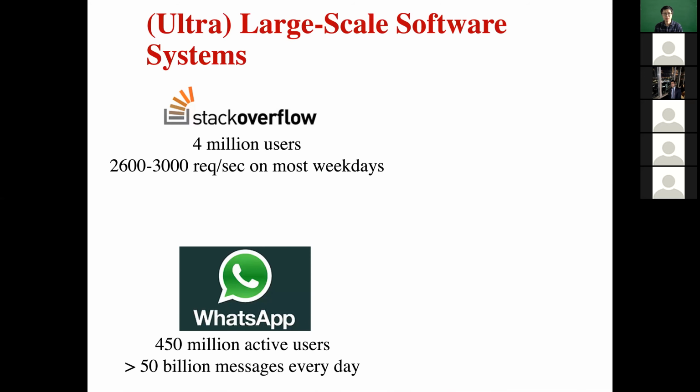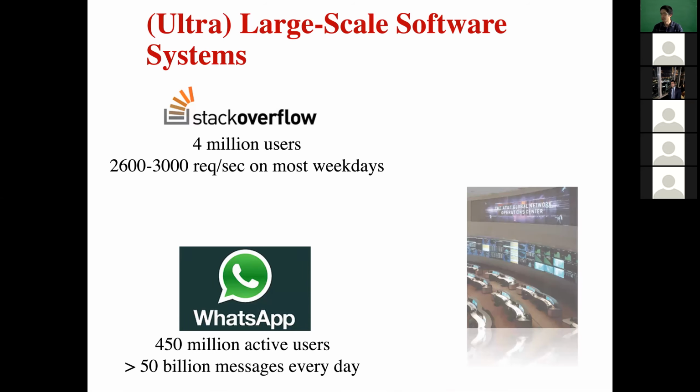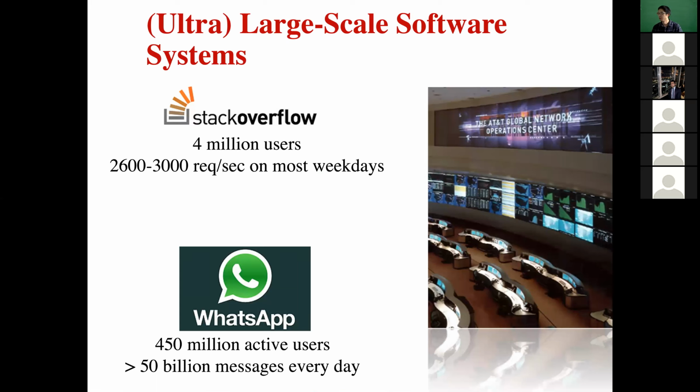Large-scale software systems are usually used by many users. For example, Stack Overflow is used by millions of users, and WhatsApp is used by hundreds of millions of users. This is the context of performance testing. Here we see some other examples of the same kind of system used by many users, for example, the AT&T Global Network Operations Center, where many users operate the system at the same time.